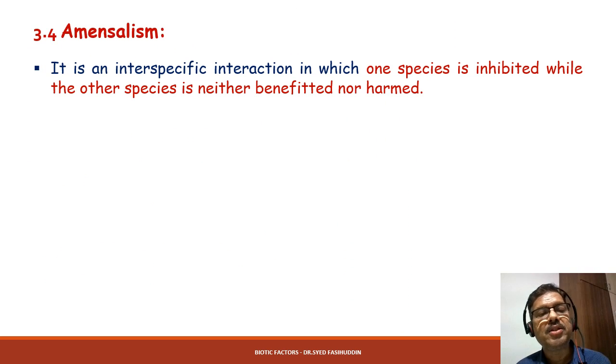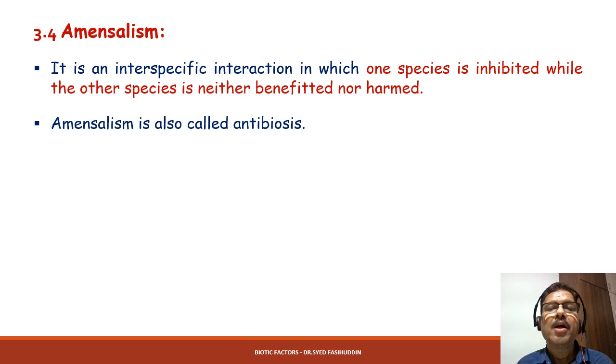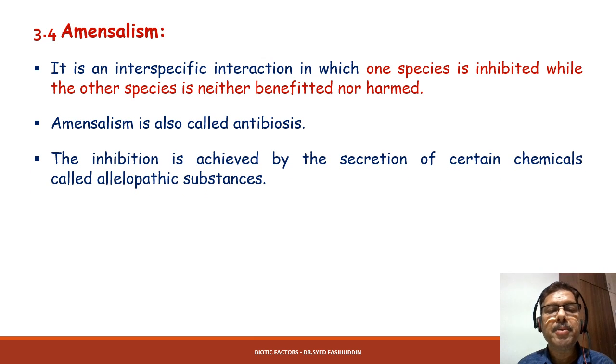Now, amensalism. It is an interspecific interaction in which one species is inhibited while the other species is neither benefited nor harmed. Amensalism is also called antibiosis. The inhibition is achieved by the secretion of certain chemicals called allelopathic substances.